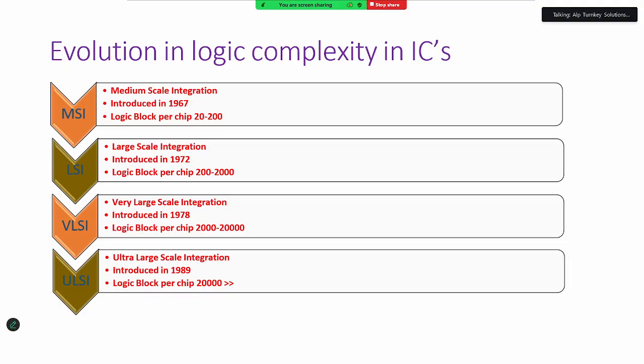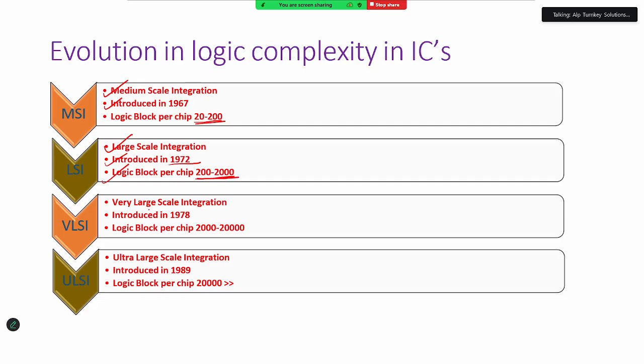First is medium scale integration. Medium scale integration was introduced during the year 1967. How many logic blocks per chip are there? 20 to 200 logic blocks per chip are available. And LSI, that is large scale integration, was introduced around 1972, and 200 to 2000 logic blocks per chip are available.